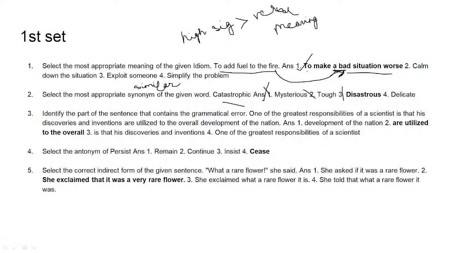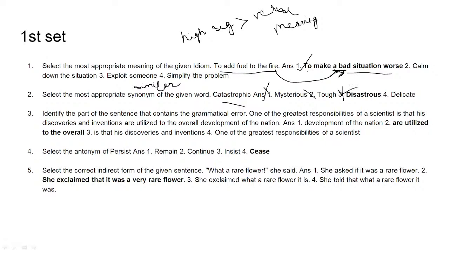Okay, disastrous is what? Disastrous is very bad. Disastrous means very problematic, with disastrous consequences, extremely negative. And four is delicate. Delicate means something very fragile, something which is very sensitive. But that is not related to our word catastrophic. So here, out of the four words, the one which is most properly related is disastrous.